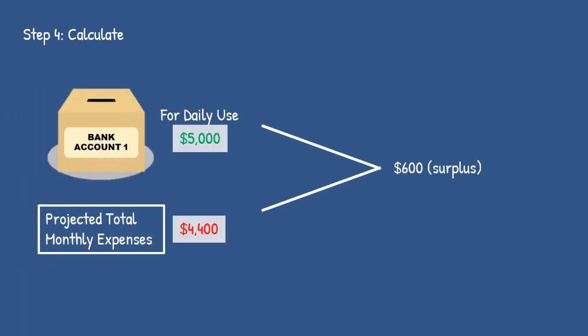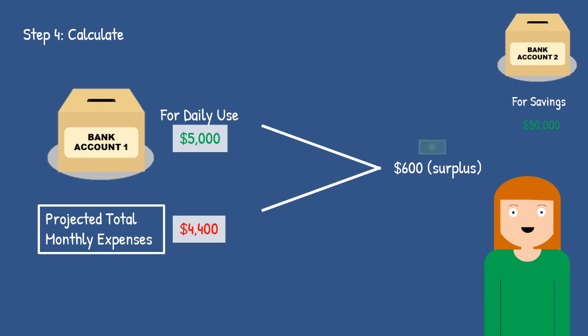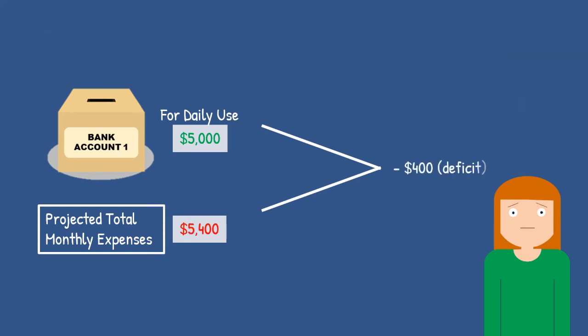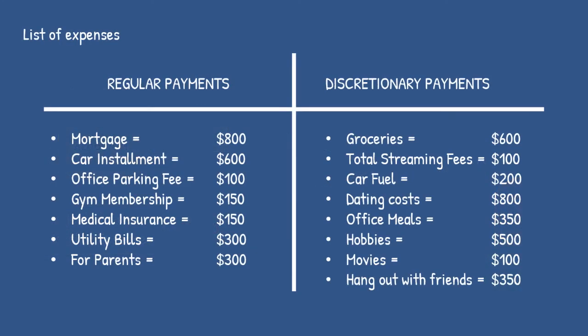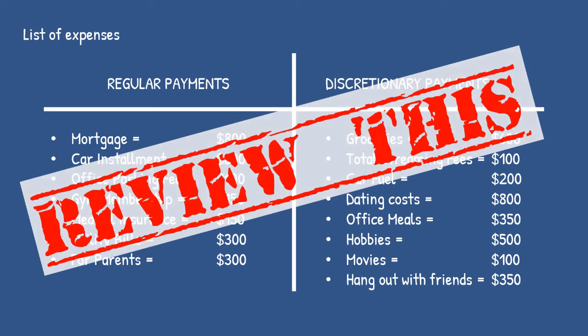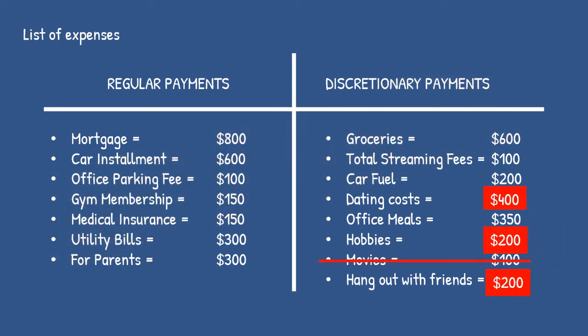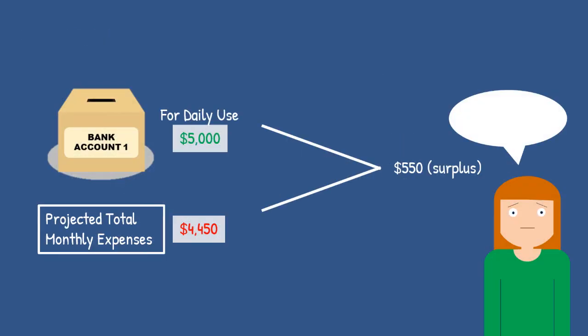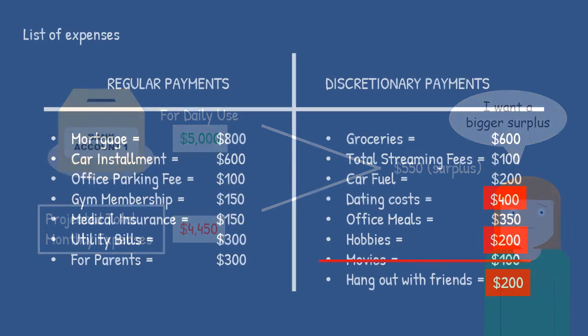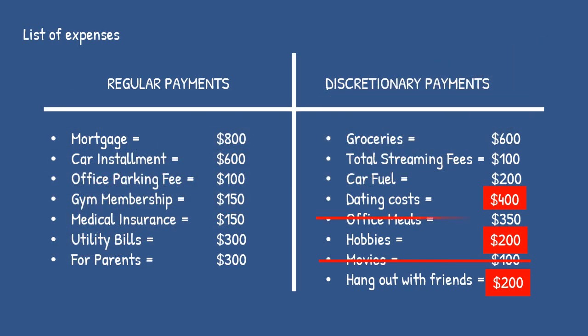If you have a surplus, then that's good news. That surplus will be your savings. You will be using it to make your money grow. However, if you are in a deficit, then you are in trouble because you don't have enough money available. If this happens, go back to your list of expenses and remove some that you can live without or reduce the cost. If you think that the surplus is too little and you want more, review your list of expenses and remove some that are not really necessary.